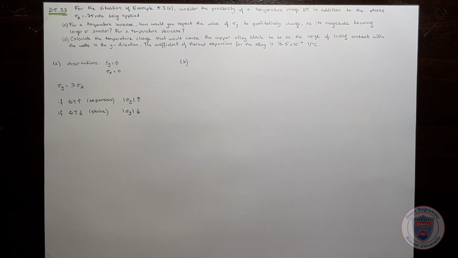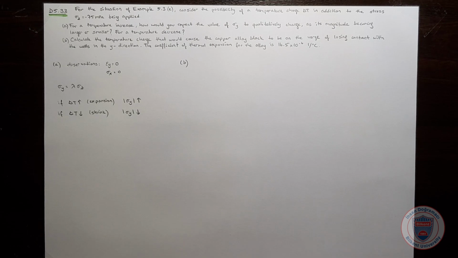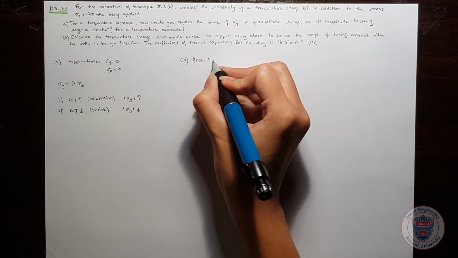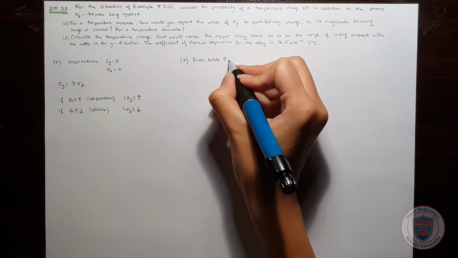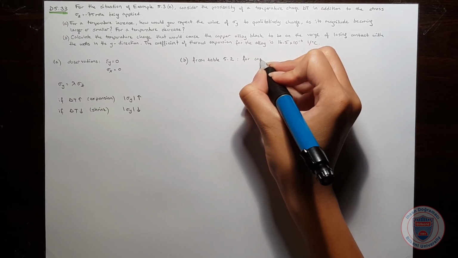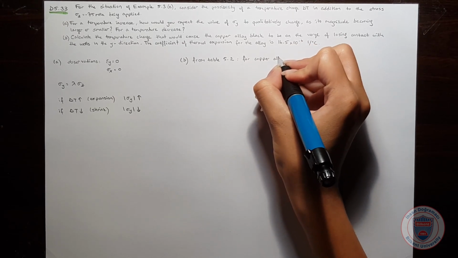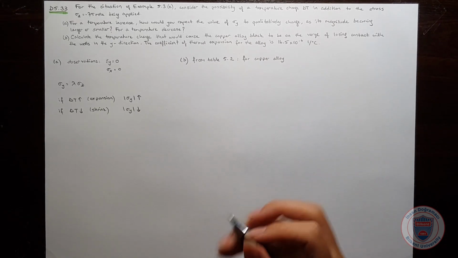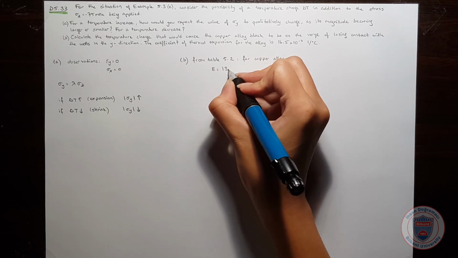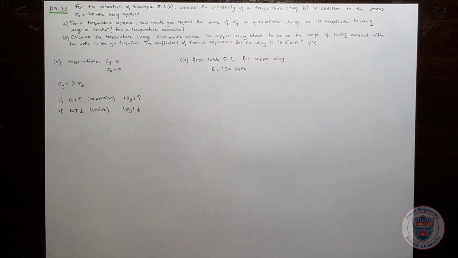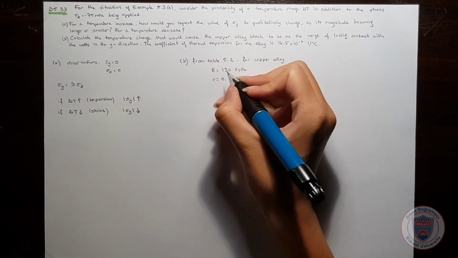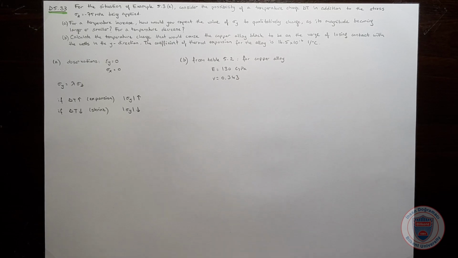For part B, we will need the material constants, so we will write them first. From table 5.2, for copper alloy, we have Young's modulus is equal to 130 GPa, and Poisson's ratio is equal to 0.343.